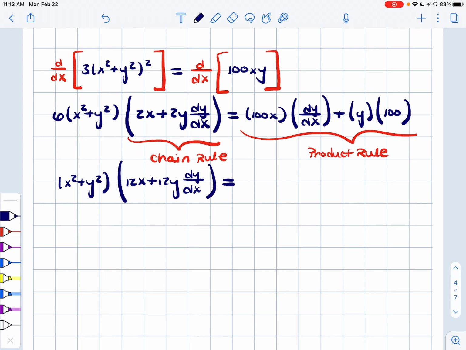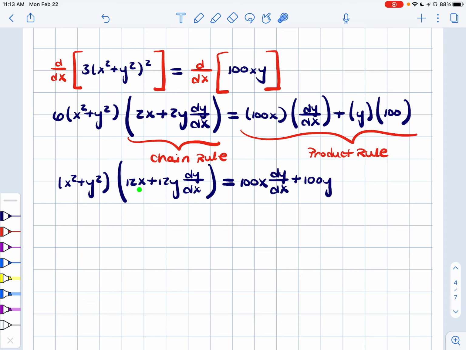Okay. All right, and then on the right-hand side, there's really not a whole lot we can do to simplify, so I'm just going to drop some of my parentheses. So 100x times dy/dx plus 100y. Okay. All right, so now I want to go ahead and continue simplifying the left-hand side here. Okay, so if we think about this guy, we basically have 2 binomials that are being multiplied together. So I'm going to go ahead and FOIL this.